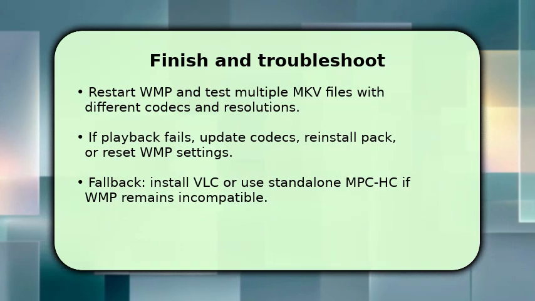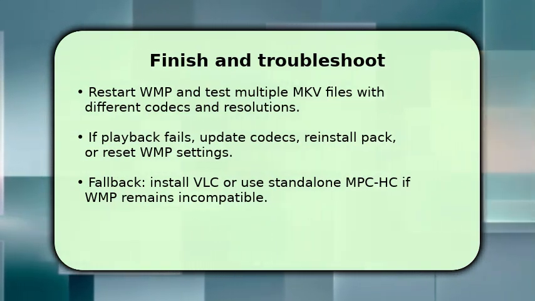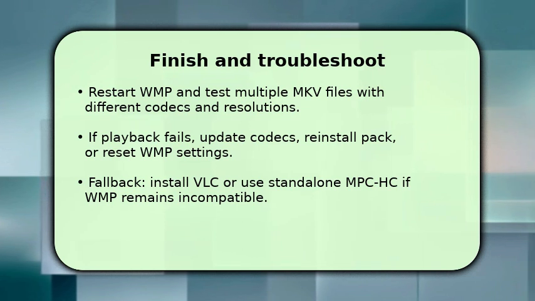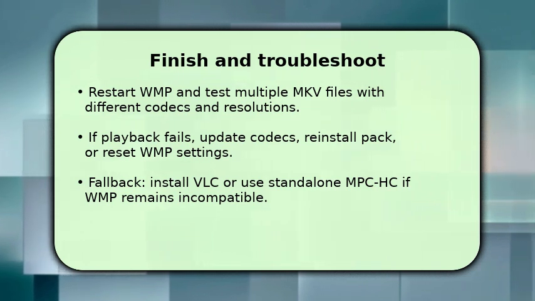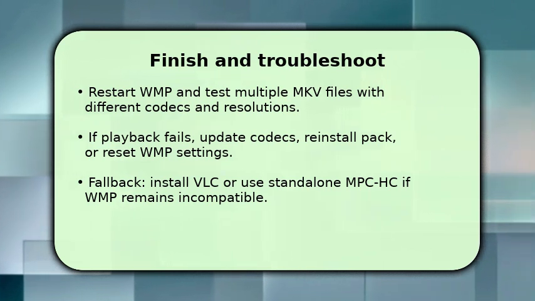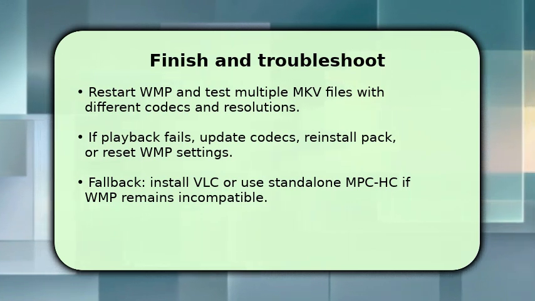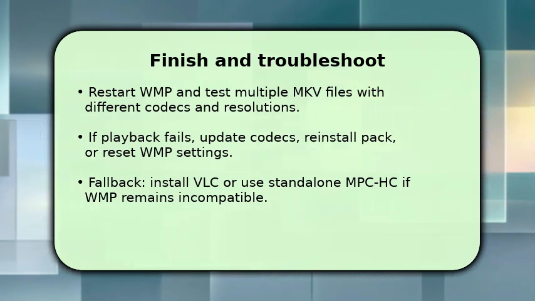To finish, restart Windows Media Player and test a few MKV files of varying codecs and bitrates so you confirm stability. If playback fails, update the codec pack or rerun its installer to repair DirectShow registrations. You can also reset WMP by disabling and re-enabling it in Windows Features.